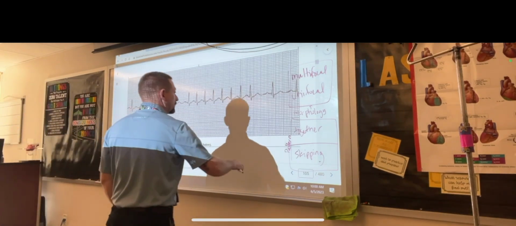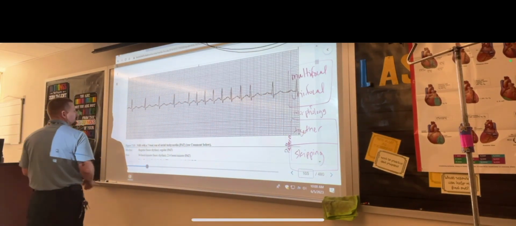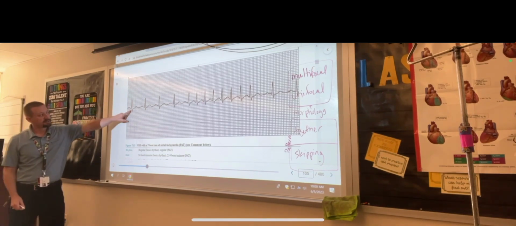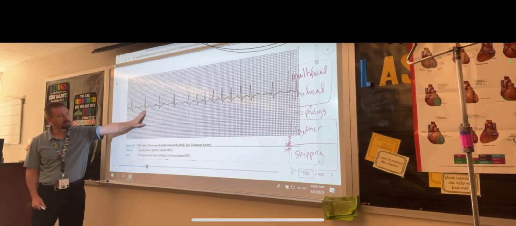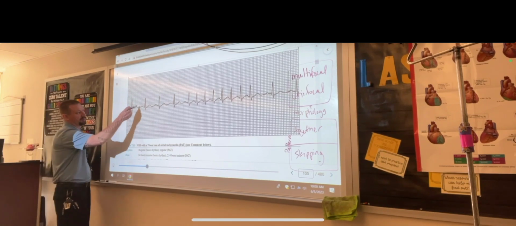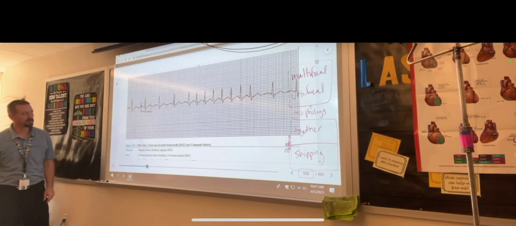All right, so I'll leave that there. So this is a 6-second strip. Let's analyze this rhythm. Is this a good beat to analyze? Why not? Does it look clean where you can see your measurements? It's stacked on top, right? This one might be what I start my measurement with when you do, not if, but when you do, PR interval, QRS, and all that fun stuff.